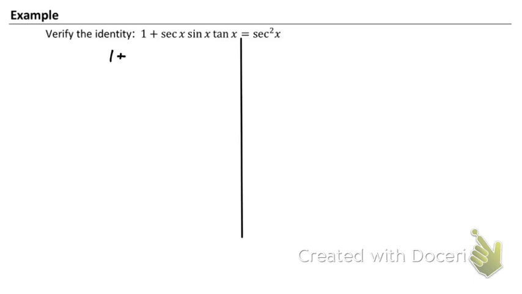So if I want to change secant, I can just change that to 1 over cosine x. Sine is already sine. I might leave it as sine x over 1 to help me recognize that it's a chain of fractions. And tangent, well, cotangent is cosine over sine, so that must mean that tangent is sine over cosine.